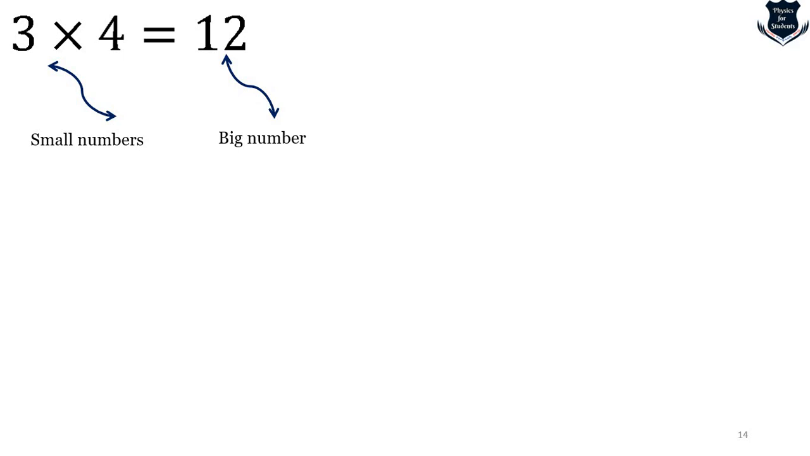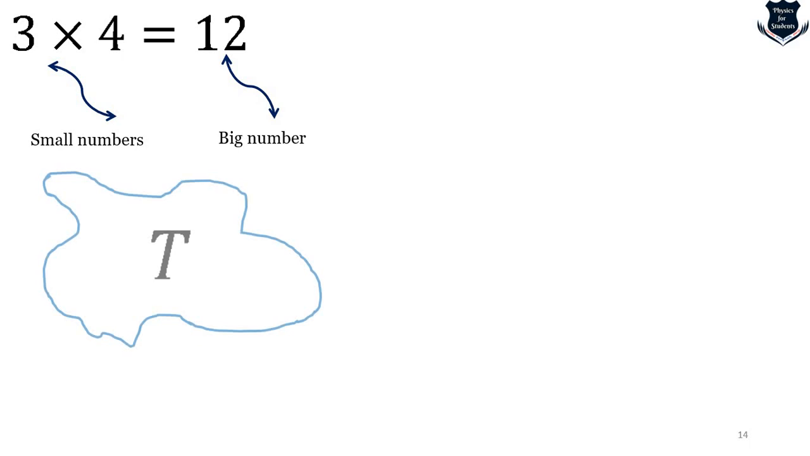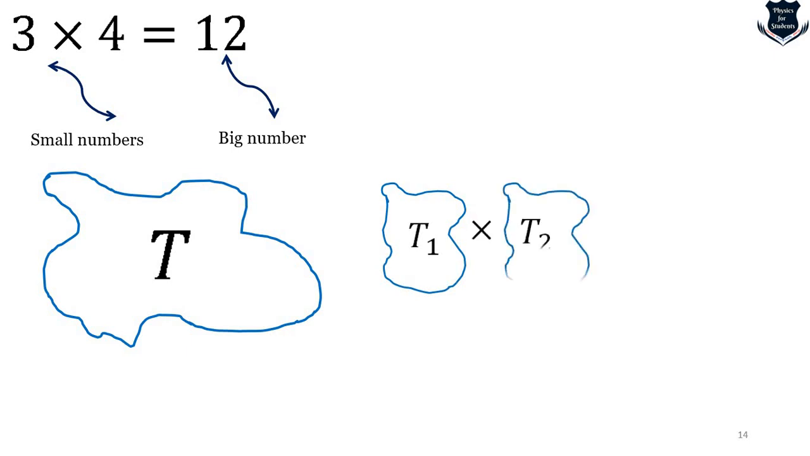So we are using small numbers to get hold of a big number. Now if we take a topological space T, for example, the blue one, we can break this original topological space into pieces that, when multiplied, give back the original topology. So we get T1, when multiplied by T2, and when multiplied by T3, for example, gives back this T. I hope this is pretty clear, right?